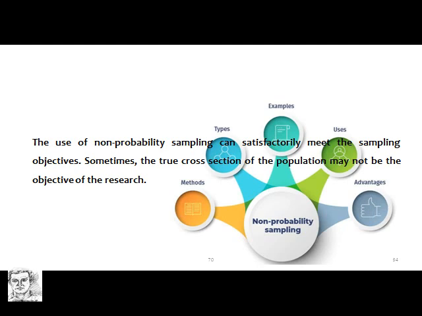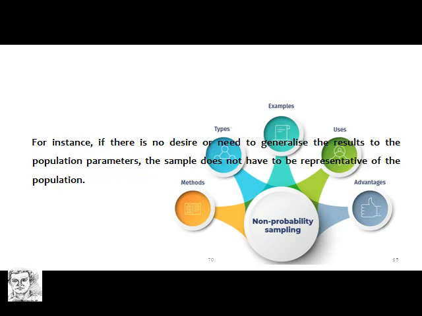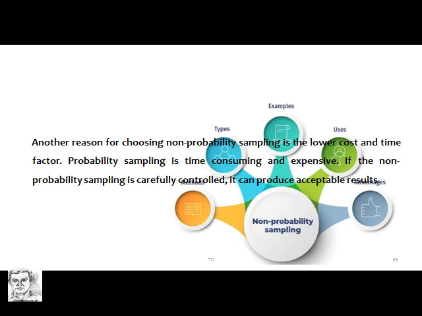Sometimes, the true cross-section of the population may not be the objective of the research. For instance, if there is no desire or need to generalize the results to the population parameters, the sample does not have to be representative of the population. Another reason for choosing non-probability sampling is the lower cost and time factor. Probability sampling is time-consuming and expensive.